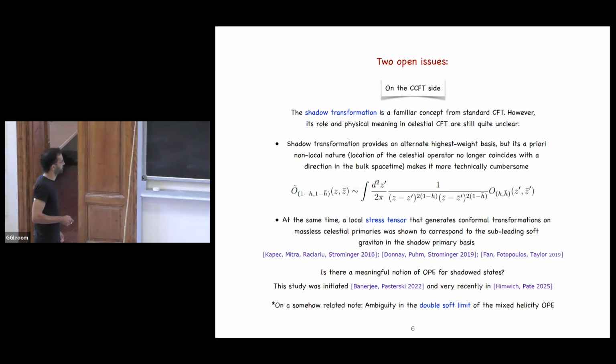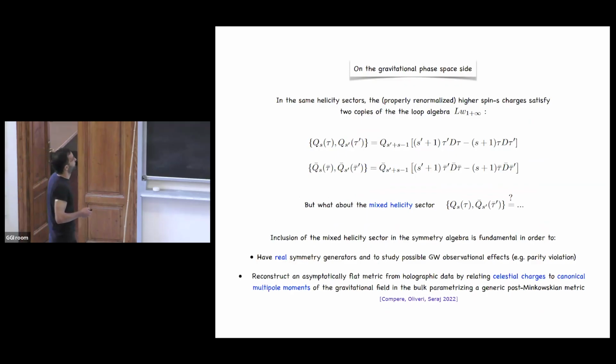And these two might not appear related, but in fact, I'll try to show you why there is actually correlation between these two open issues here. So this is from the CFT side, and as I was mentioning, from the gravitational phase space side, we know that there are these two copies of LW1 infinity. So the bar charges here are the opposite helicity charges.